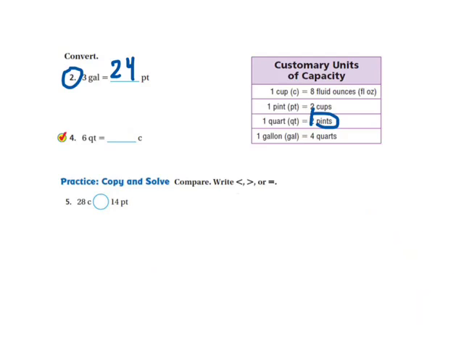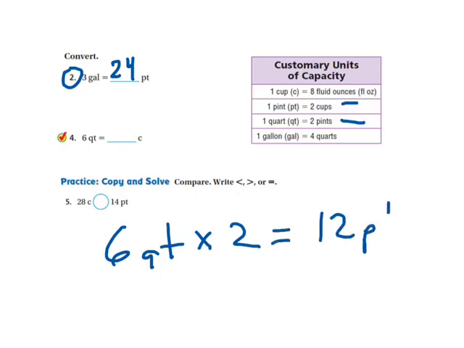Now we're going to convert 6 quarts to cups. So 6 quarts. Let's see. How many cups are in a quart? It does not say, but I do know how many pints are in a quart, so I'm going to change it to pints and then change those pints into cups. So 6 quarts, going from quarts to pints is big to small, so that's multiplication. There are 2 pints in a quart, so that gives me 12 pints.